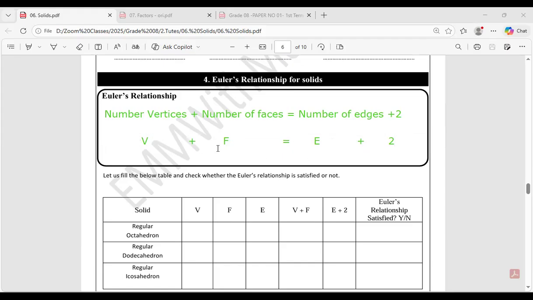Vertices plus faces equals edges plus 2. Vertices plus faces equals edges plus 2. Please write it.